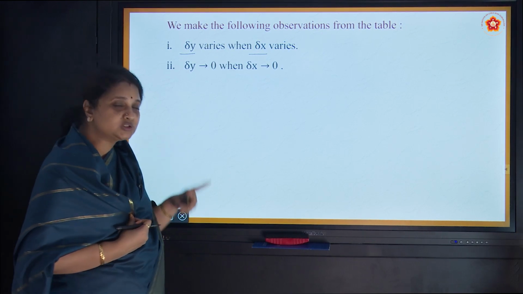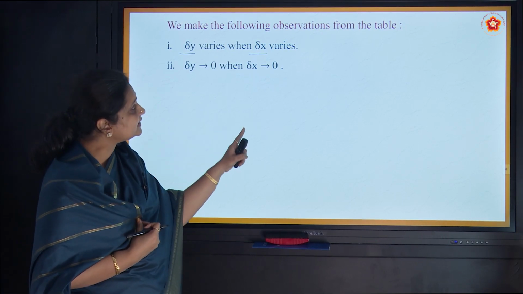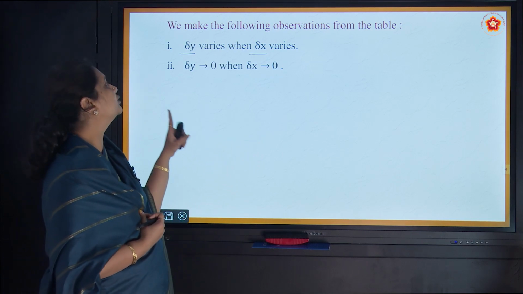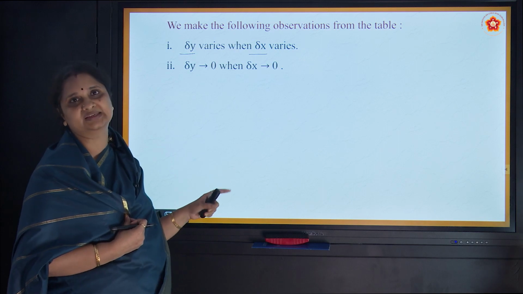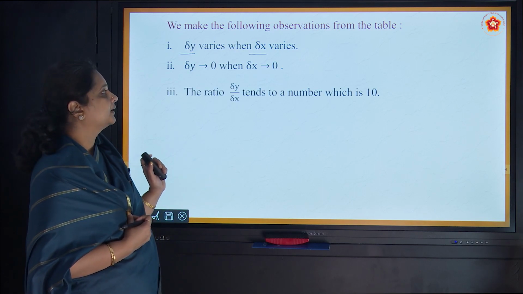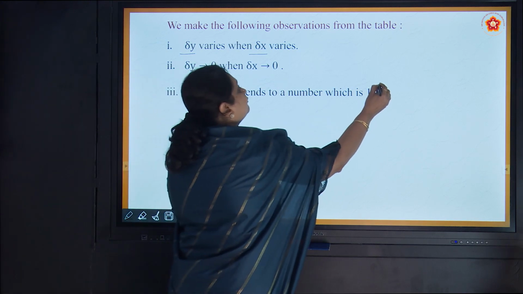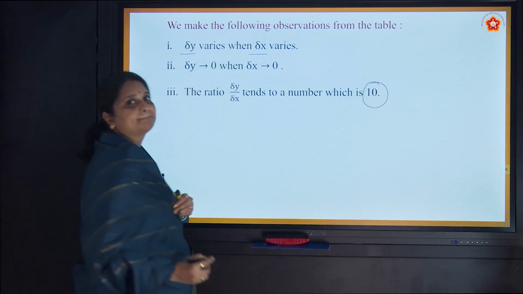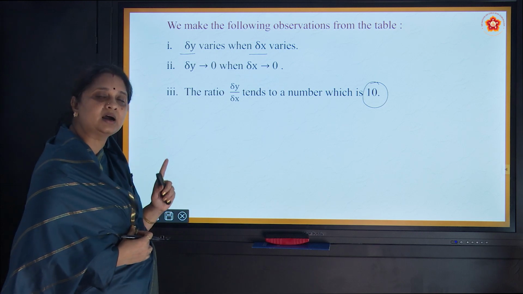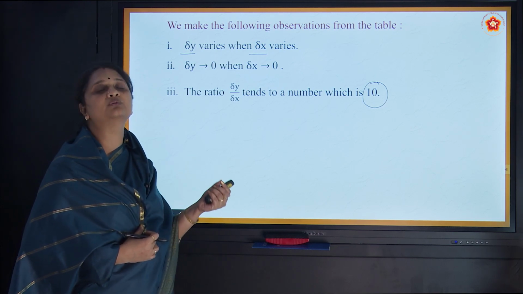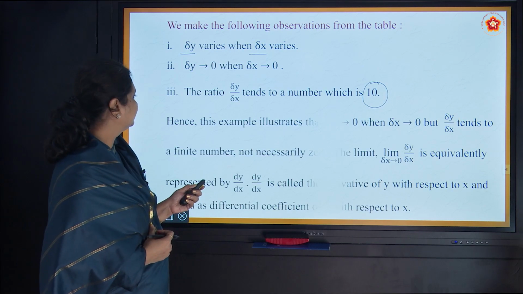Now, we also saw that as del x tends to 0, when del x was a minute change, of course, del y was also tending to 0, right? But the ratio led us to the value of 10. These are the observations. You can pause the video here and take it down for your better understanding.